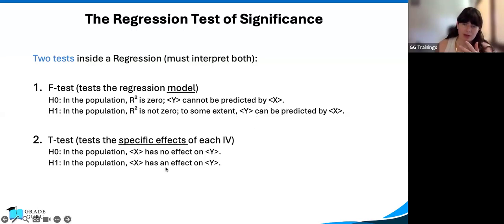Okay, and then the second part, and it's all one output, by the way. There's both these tests included in one output. Okay, then for your T test, your H0 is that in the population, X has no effect on Y. And then your H1 is in the population, X has an effect on Y. And when you conclude, not only will you reject your H0 and accept your H1, but you're going to be specific about the effect that X has on Y.